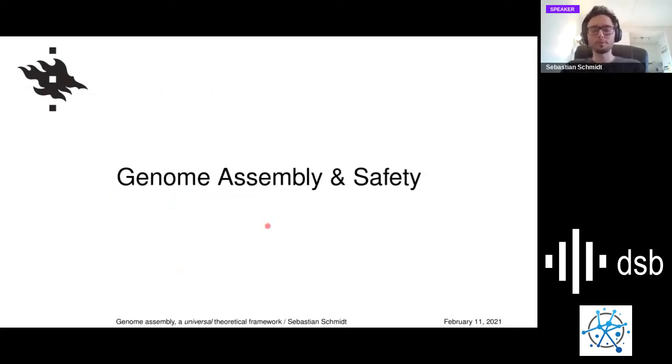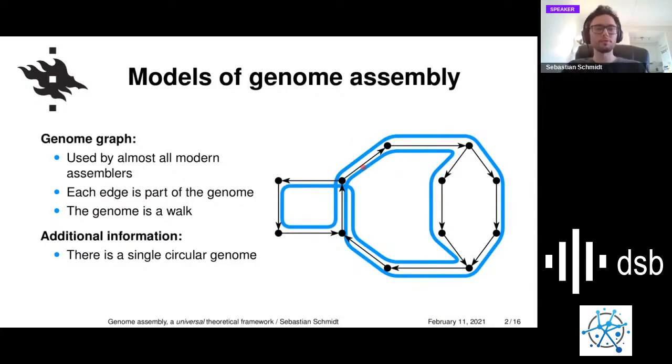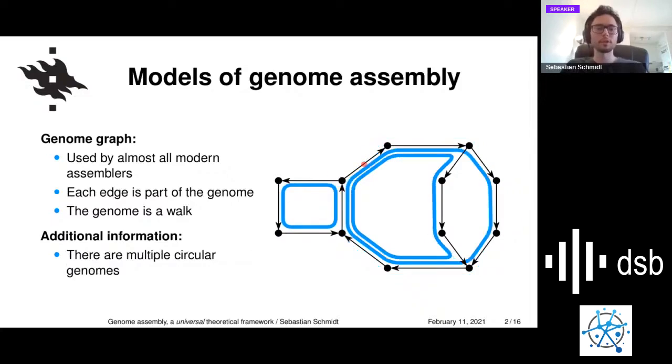So first of all, genome assembly and safety. In genome assembly, we usually have a genome graph that's used by almost all modern assemblers. In this graph, each edge is part of the original genome, and the genome is a walk in the graph. For example, if we know that the graph is built from a single circular genome, then in this graph our original genome would be a single circular walk. On the other hand, if we knew that there are multiple circular genomes in our data, then we would have multiple circular walks that represent these genomes or chromosomes, for example.